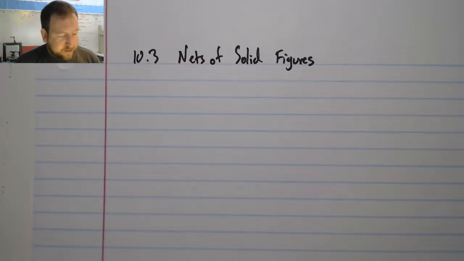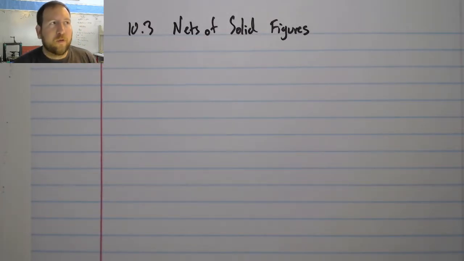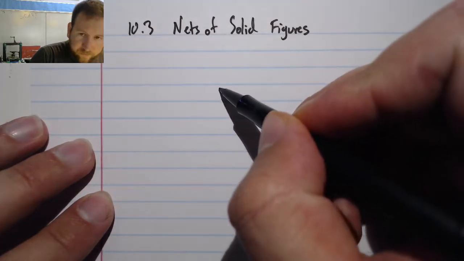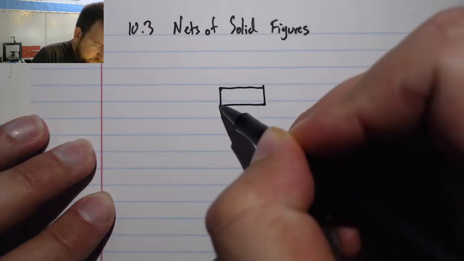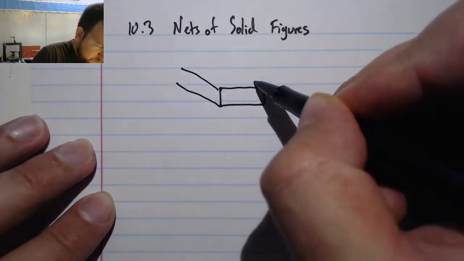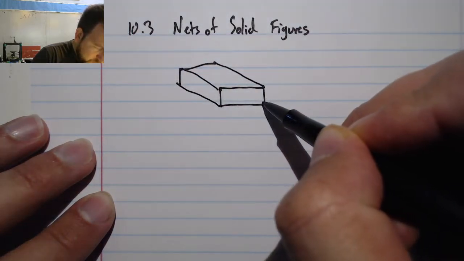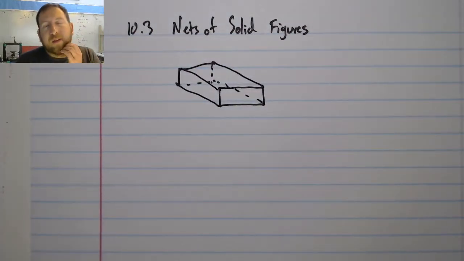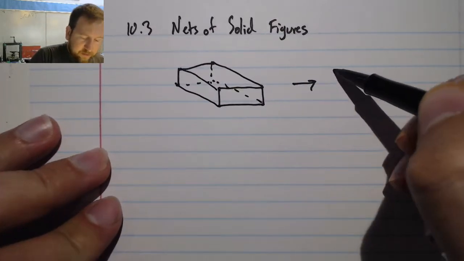All right, I want to talk about section 10.3. This one's called Nets of Solid Figures. And when we have our figures that we were looking at before, let's draw like a rectangular prism real quick. Lots of times we don't want to look at them in 3D space because it's a lot more difficult to do calculations and manipulate them. So I really want to put them back into 2D space.